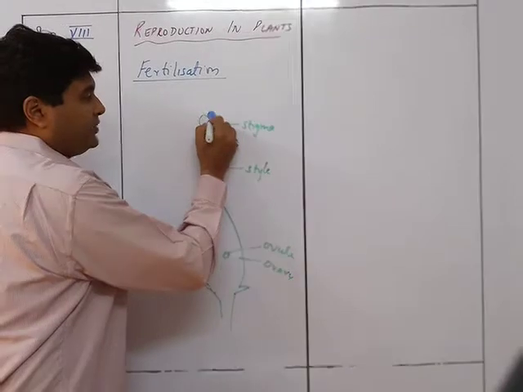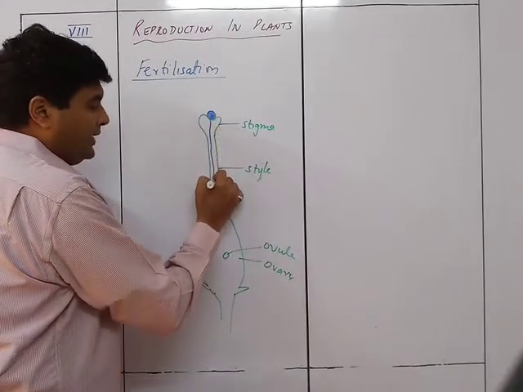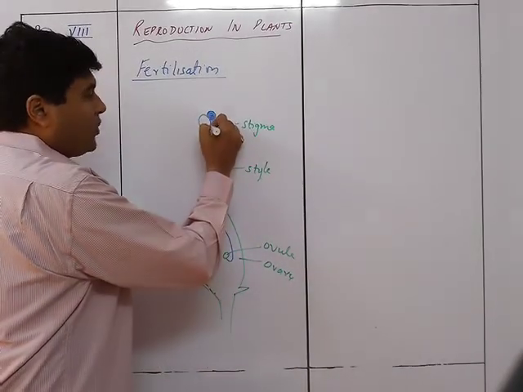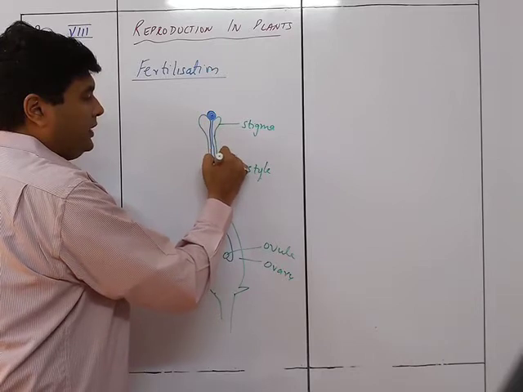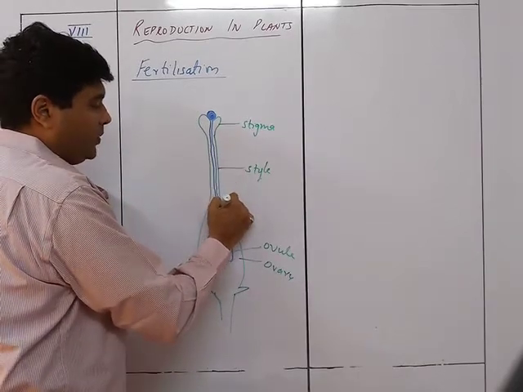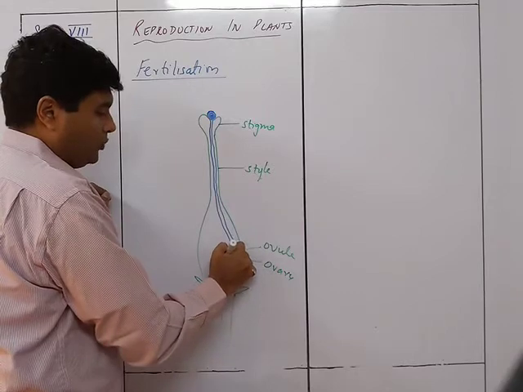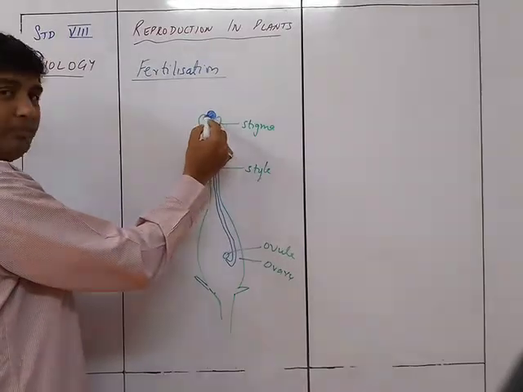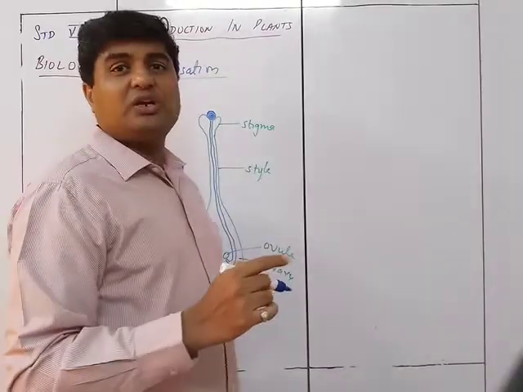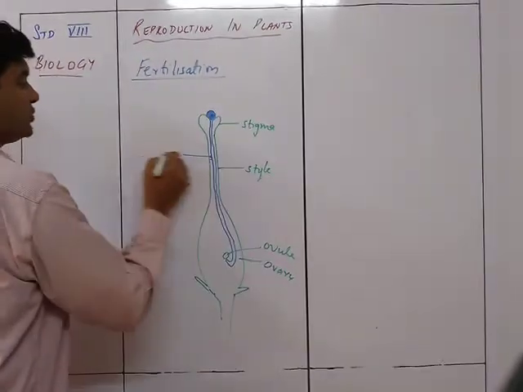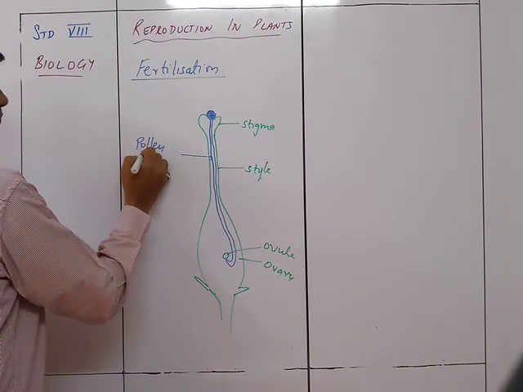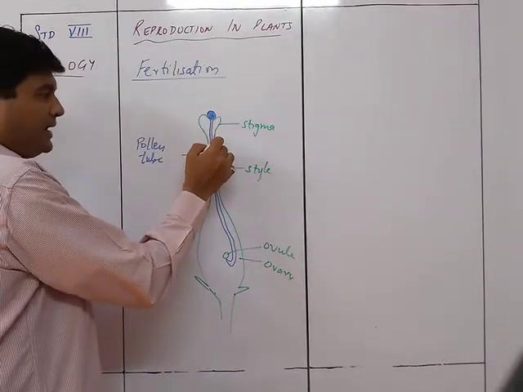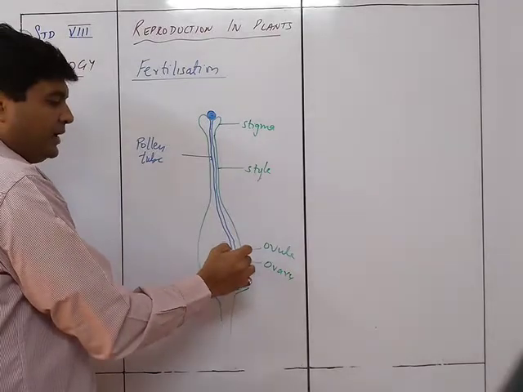So what will happen is it is going to form a tube like this, right from the top into the style, and it will be reaching up to the ovule. Okay, so from here a tube is coming from the pollen grain. There will be a generation of a tube, and this tube is called the pollen tube. So there will be a pollen tube which will be coming up from this point and entering inside the style and going into the ovary.